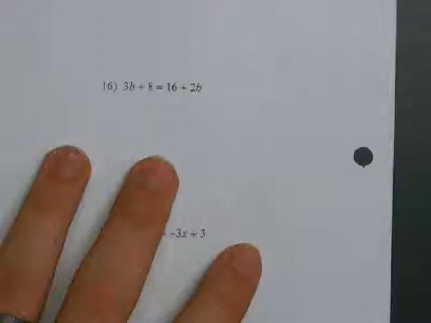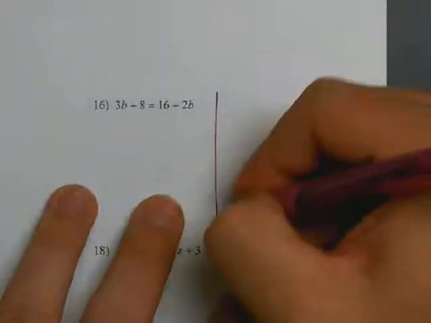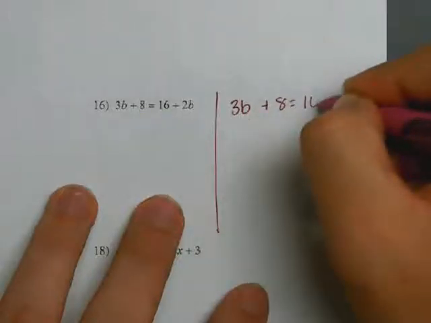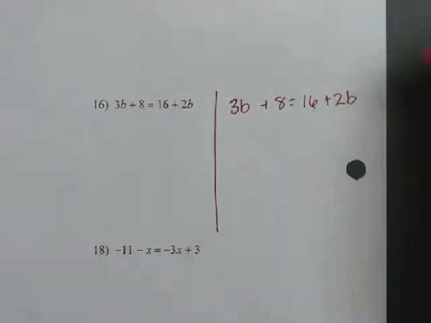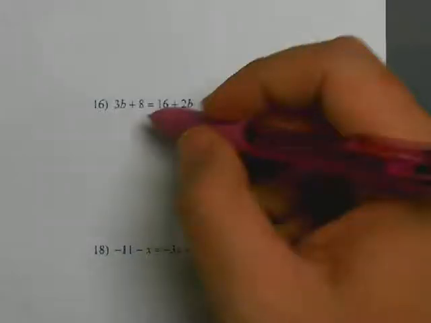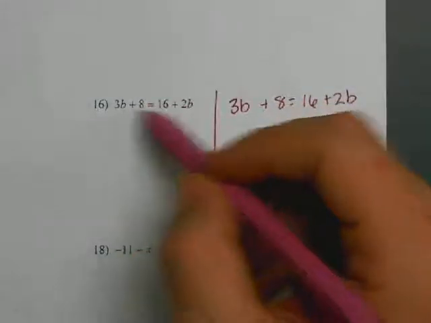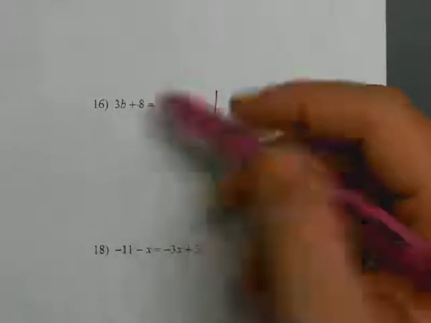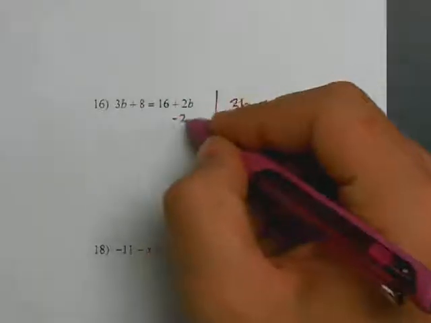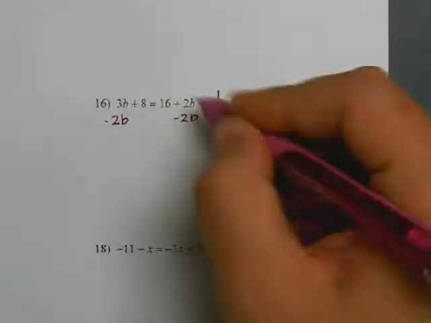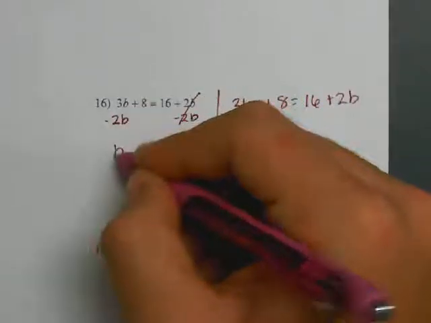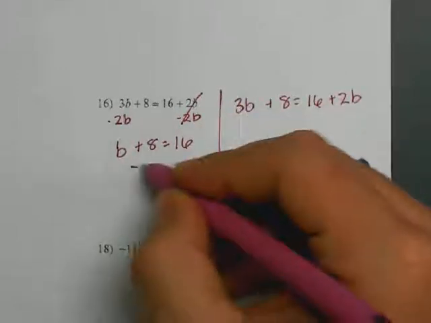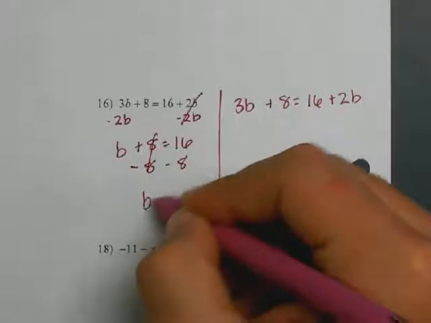So 16, I'm going to work it both ways. I'm going to rewrite it here. 3b plus 8 equals 16 plus 2b. Alright, so with that, let's start with the old way. There's nothing I can combine on either side, so what I'm going to do is simply get the b's to one side. So I'm going to subtract 2b from both sides. That cancels there, leaves me with b here. b plus 8 equals 16. And then I'm just going to subtract 8 from both sides, and b equals 8.